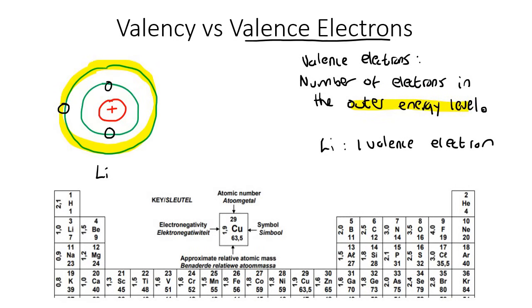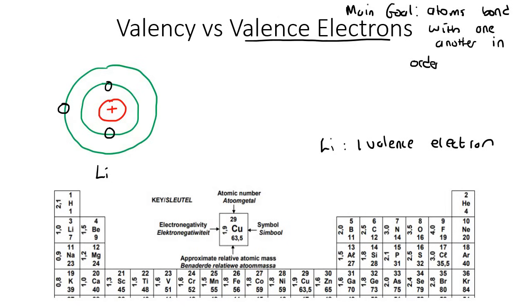Now, if you understood the lesson we did previously, where we spoke about whether something would like to gain electrons or lose electrons, it's very important that you understood that lesson to understand what I'm about to say now. We said that the main reason why atoms bond with one another is in order to have a complete outer energy level. And so what we've learned is that lithium has two options.